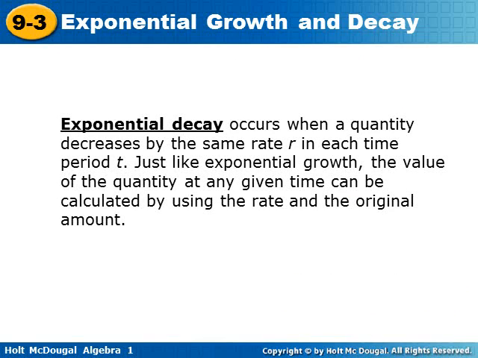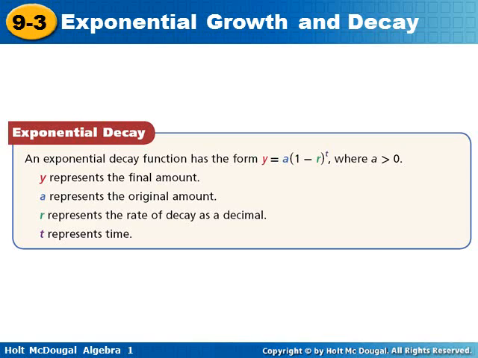Exponential decay occurs when a quantity decreases by the same rate r in each time period t. Just like exponential growth, the value of the quantity at any given time can be calculated by using the rate and the original amount. So exponential decay is y equals a times (1 minus r) raised to the value of t, where a is greater than 0, or positive.